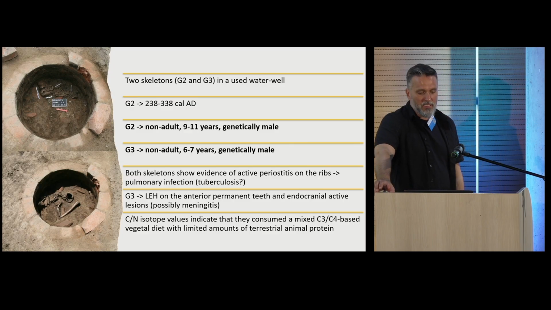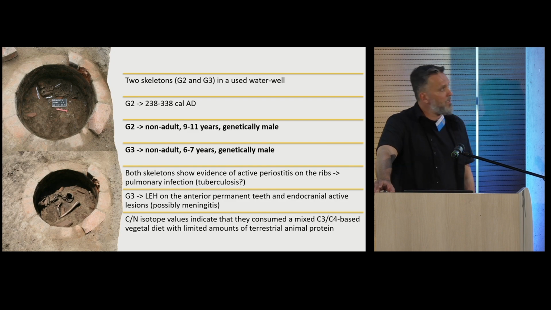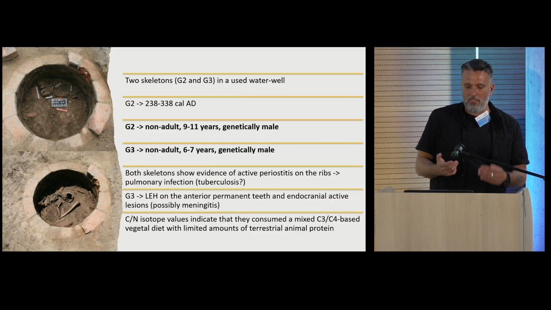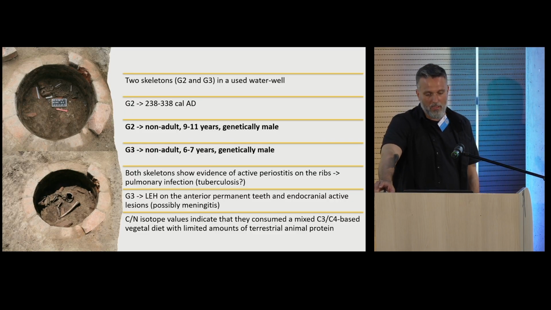Again, the skeleton from grave 3 also shows a very high, strong expression of linear enamel hypoplasia on the anterior teeth, as well as endocranial active lesions, possibly due to meningitis. It could be associated with these rib pulmonary infections. We cannot tell.